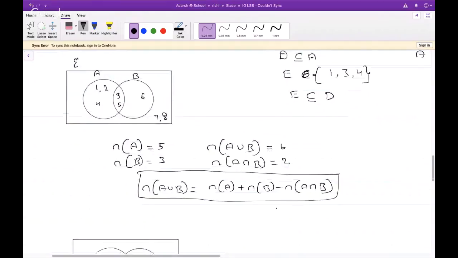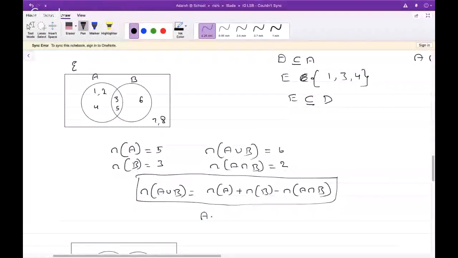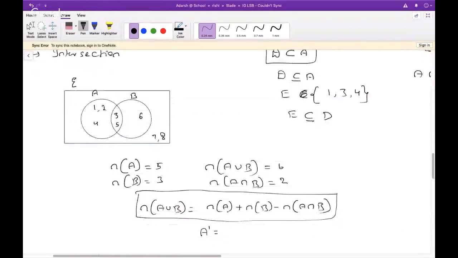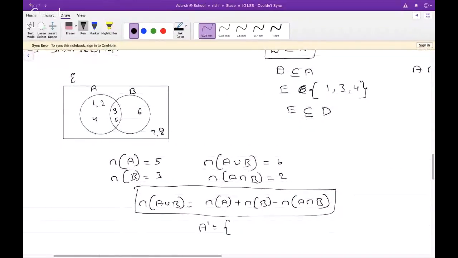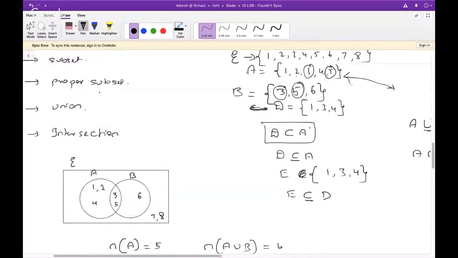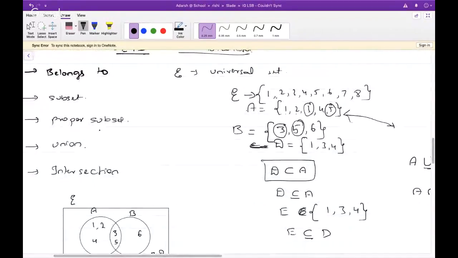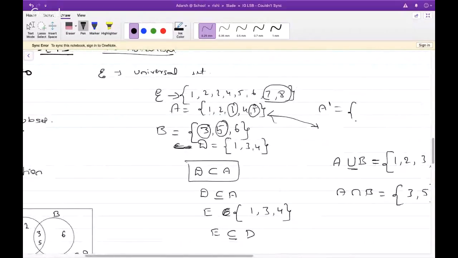Okay. Then if they ask you for A complement, A complement is all the elements in the universal set which are not there in A, which are outside this. So 1, 2, 3, 4, 5 are in the universal set, and these two elements are not there in A. A complement is all the elements from the universal set outside A. So it is 7, 8. Then B complement is all the elements in the universal set outside B. So 1, 2, 4, 7 and 8.